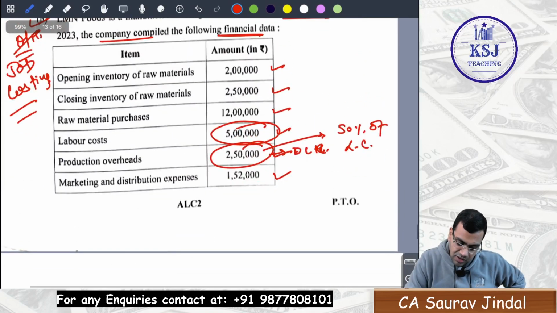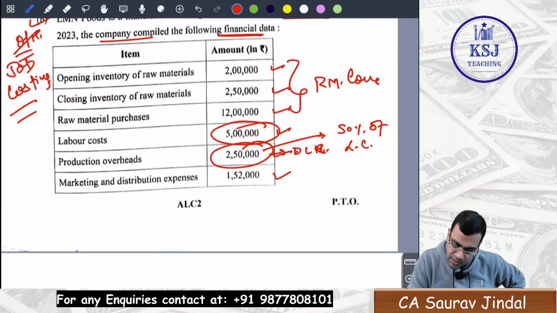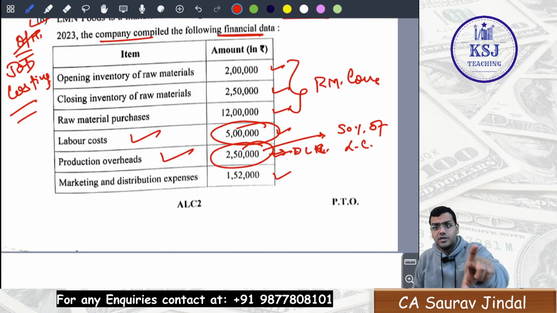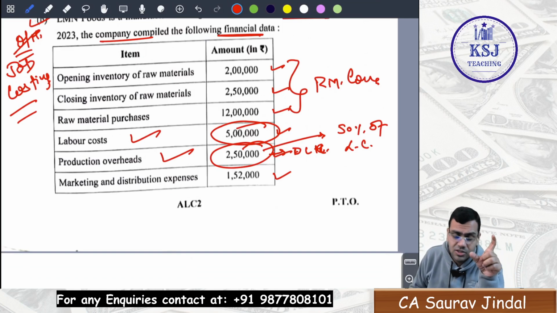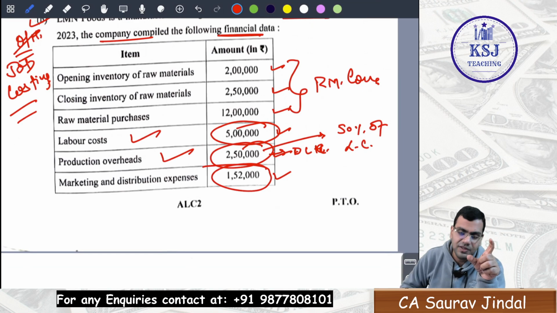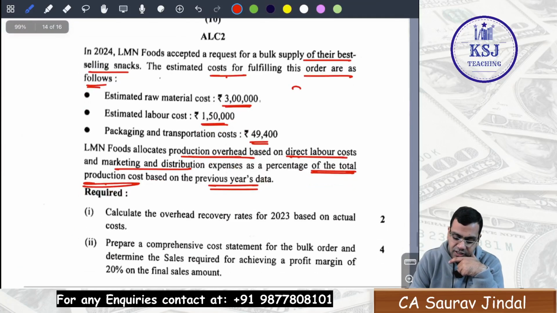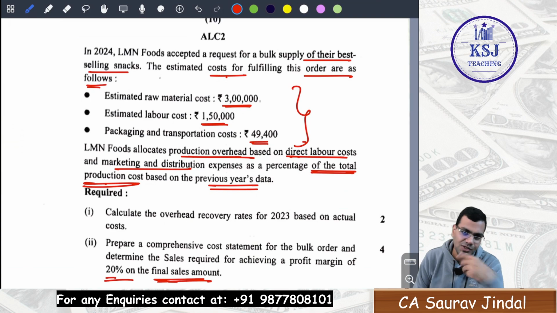Right? So production cost is what? From here you will calculate raw material consumption cost, labor cost, production overheads. That will give you the total production cost. On that basis you have to calculate the absorption rate of this marketing overheads. Then you have to prepare the cost sheet for this particular job with a margin of 20% on the sales amount. This is a job costing question, right?